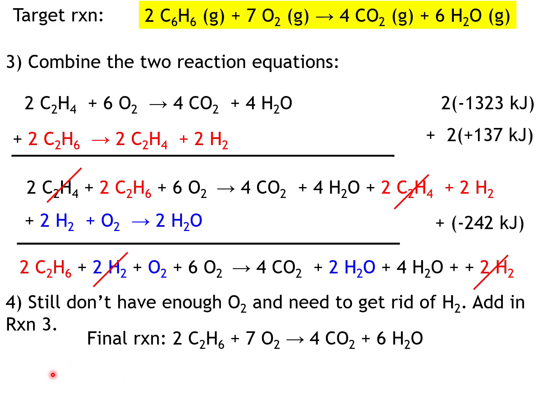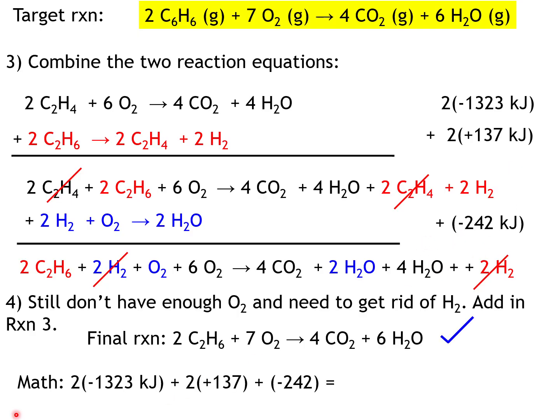Now, since we added those reactions together after making those corrections, and we got our target, that means we can find the heat of reaction by combining the different heats of reaction. So 2 times negative 1323 plus 2 times 137 plus negative 242. And we get that the heat of combustion for this is negative 2614 kilojoules.